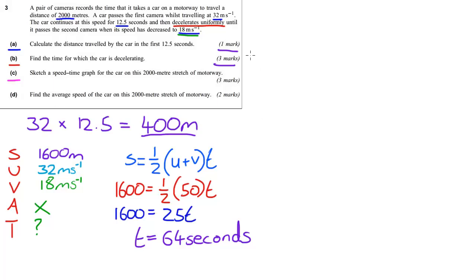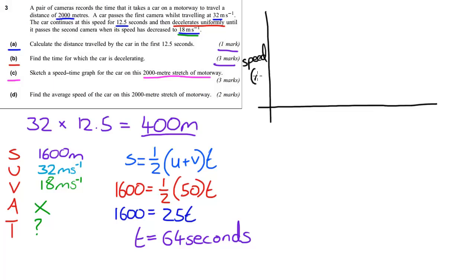Sketch a speed time graph on a 2,000 meter stretch of motorway. So let's make sure we know what we're doing here. We're going to have an axis like this. Obviously yours will be straighter than mine. On the vertical axis, we're going to have speed in meters per second, and on the horizontal, or the x-axis if you prefer, we're going to have time in seconds.